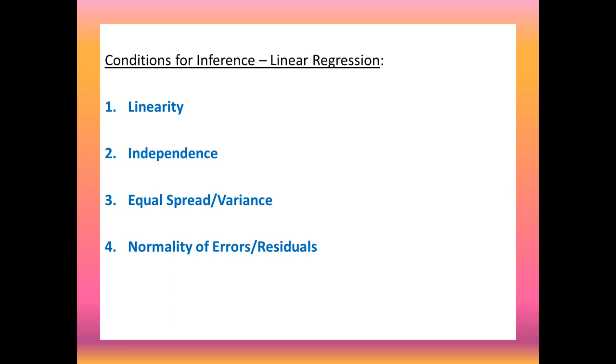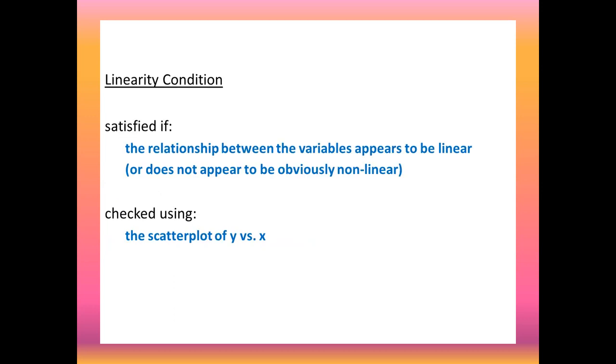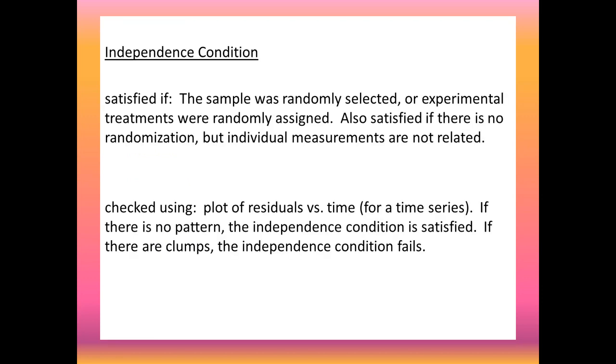The linearity condition is the most important, and it's the easiest to check, because all you need is the scatter plot of y versus x. As long as the scatter plot looks linear, or really as long as it doesn't look obviously curved, then that's good enough. The independence condition isn't covered in our book, but for completeness' sake I'll run through it.